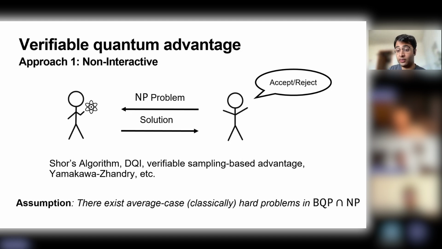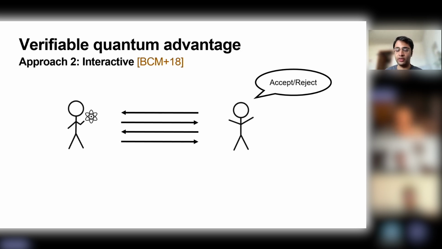Sure. Thank you. So what our paper is actually about is the second type of quantum advantage, which is not this kind of algorithmic send-a-problem, get-a-solution. It is an interactive form of quantum advantage where there's a classical verifier and a quantum prover. They send many messages back and forth, and at the end, the verifier either accepts or rejects.